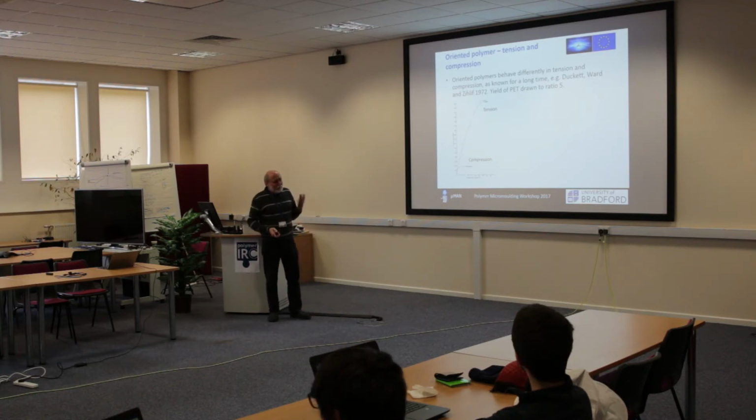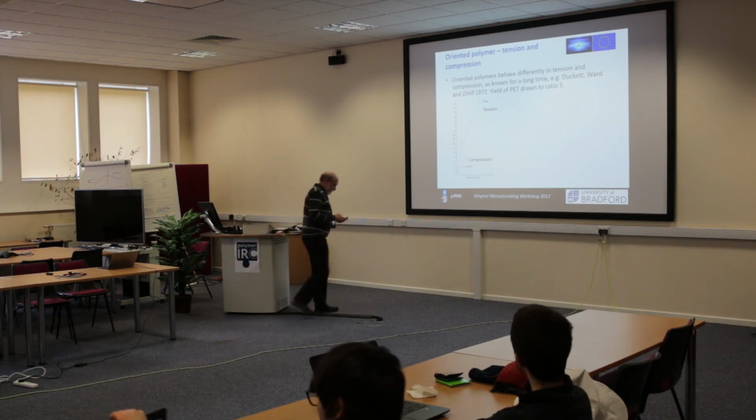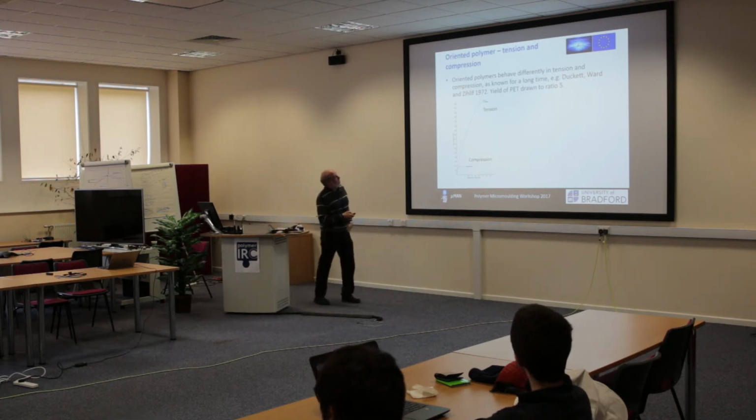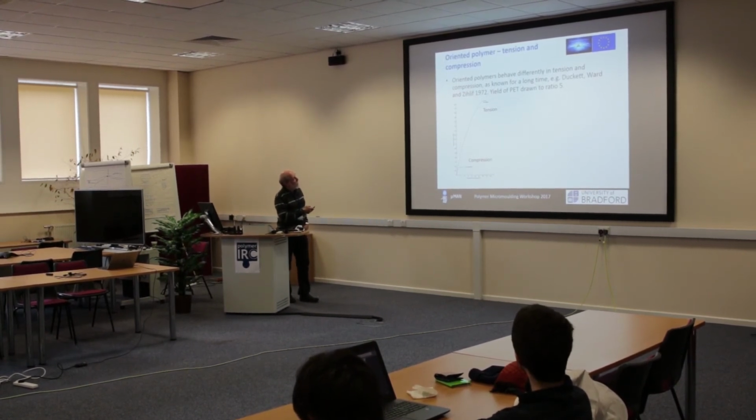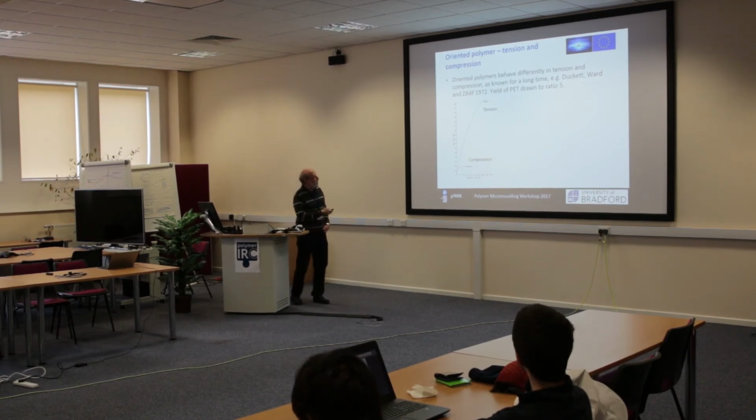So measurements show that tension and compression differ, again going back to show you how long all this has been going on. In 1972, our colleagues at Leeds measured yield stress for oriented PET drawn to a ratio of 5. Okay, and they found it's quite considerably different.